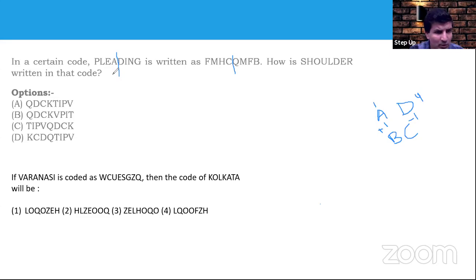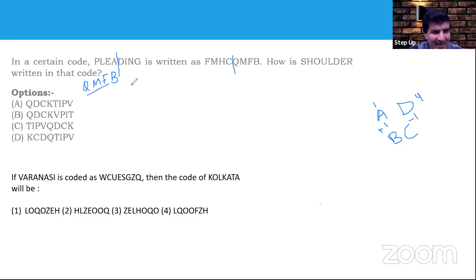So let me do one thing. After A what comes, you get B, correct? I am doing +1. After E what comes, you get F, correct? After L what comes, you get M, right? After P you get Q, right? The moment I did this simple thing, PLEA became QMFB.